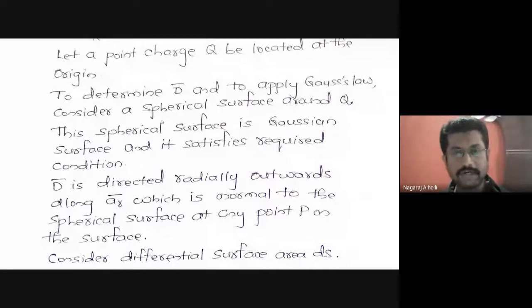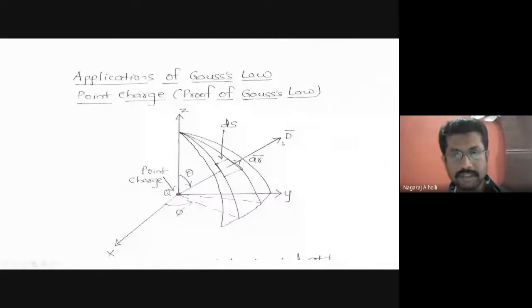What about the direction of D bar? The direction of D bar is perpendicular to this surface dS. Surrounding this point charge there is a sphere, and we are considering some portion of that sphere, that is dS. Normal to this area dS is D bar, our flux density. Because it's a Gaussian surface, the flux density will be normal to this area dS.